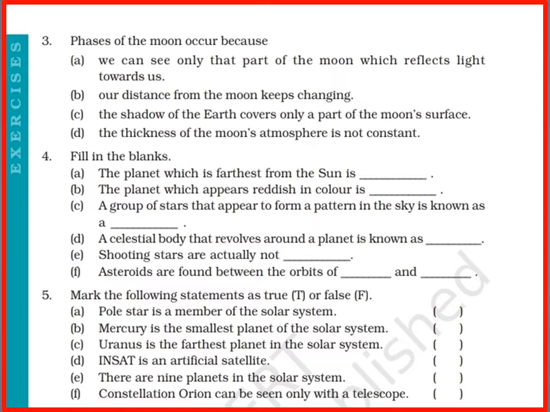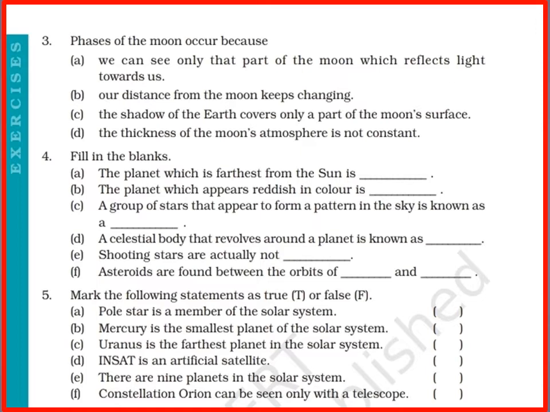Question number 1. Pole star is a member of the solar system. This statement is false, because you know that pole star is the only star which appears to be stationary in the sky. It is not a member of the solar system. Statement B. Mercury is the smallest planet of the solar system, and this statement is true.